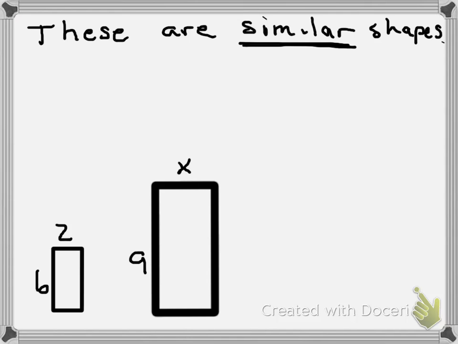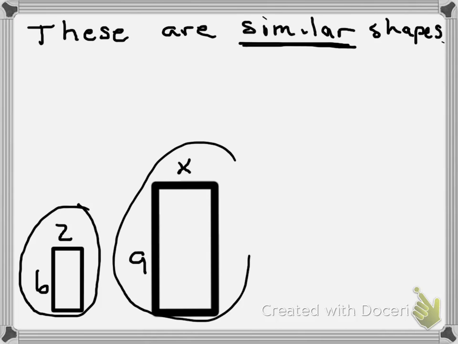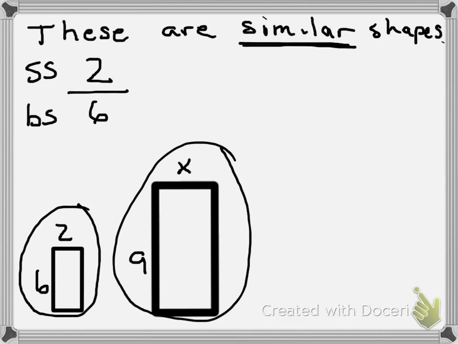So there's a couple different ways that you could do this. You could compare this whole thing to this whole thing. Okay, so let's do that first. The small side, so I'll put SS for small side, compares to the big side. I'll put big side. So we're comparing the small side to the big side of the small shape, compares to the small side and the big side of the larger shape.